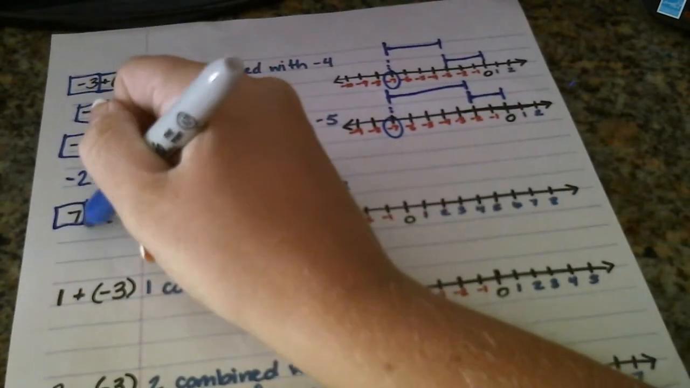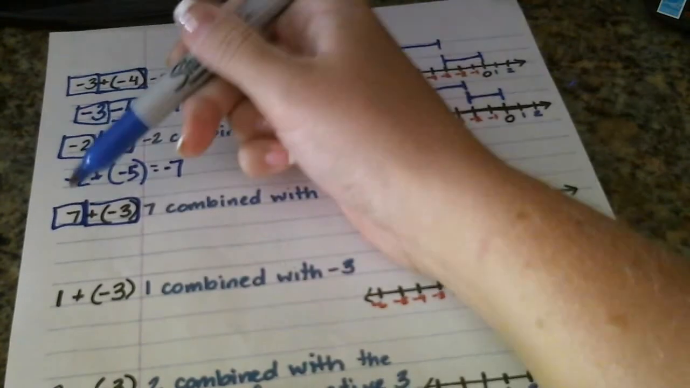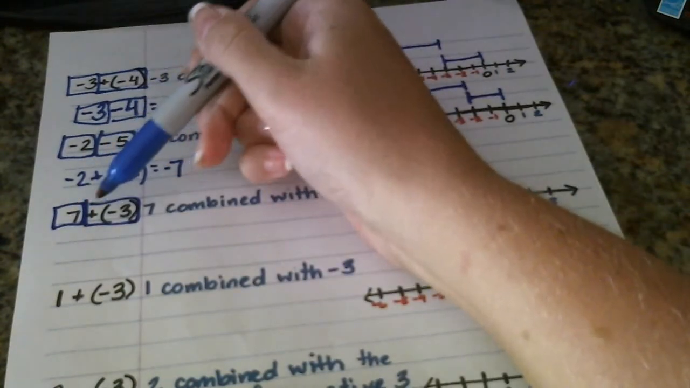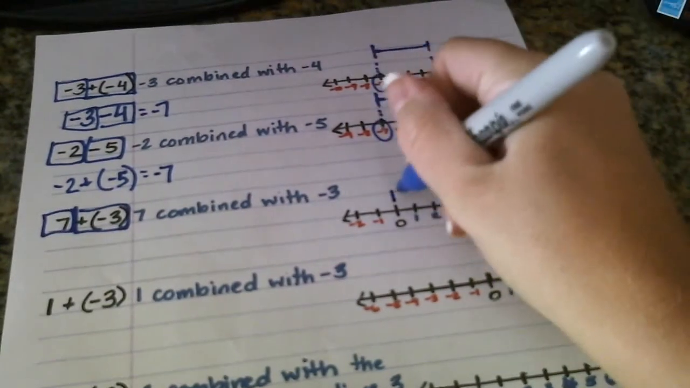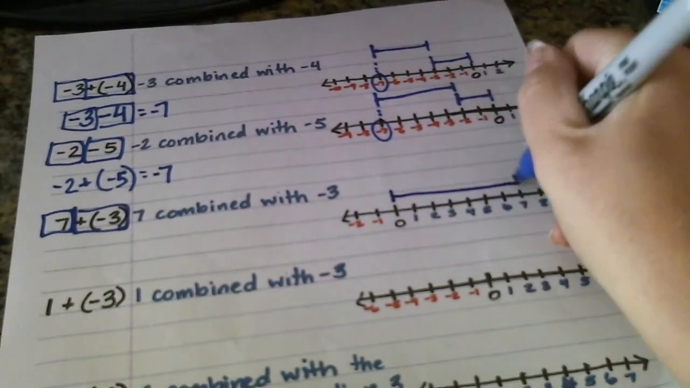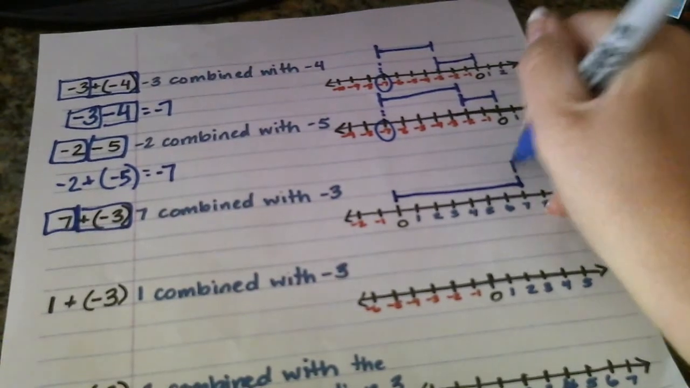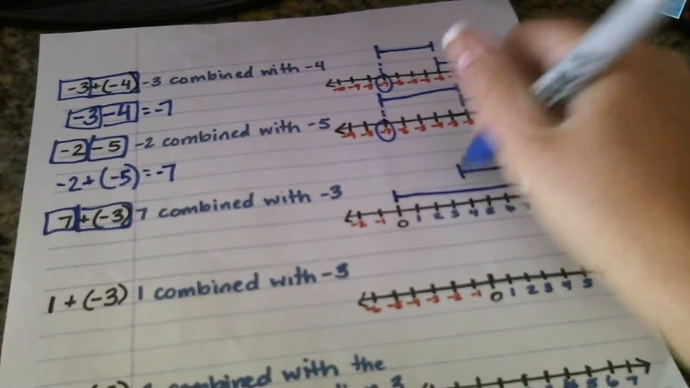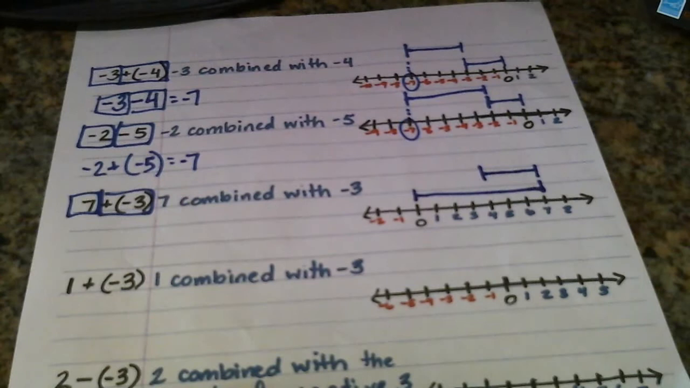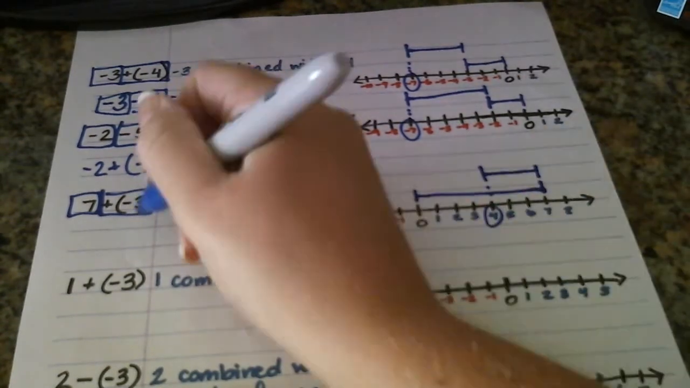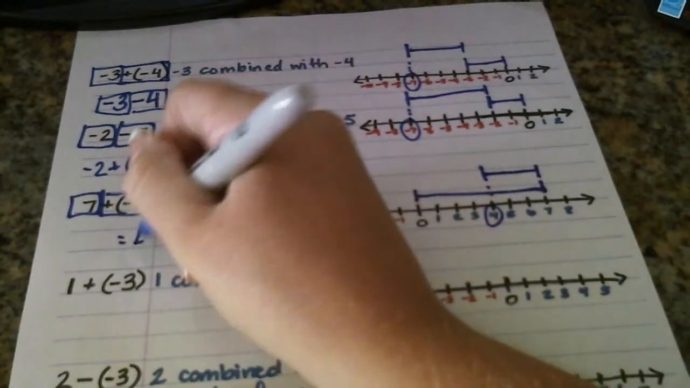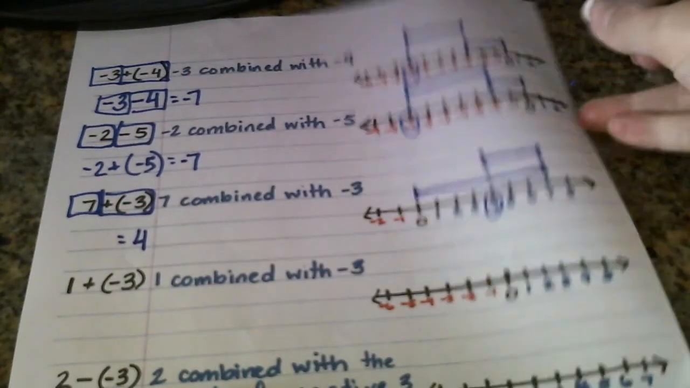Next expression, boxing them out, I've got a positive 7 combined with a negative 3. So that tells me move right 7, and then from that point move left 3 spaces, which is going to take me to a positive 4. So this expression is equal to a positive 4.